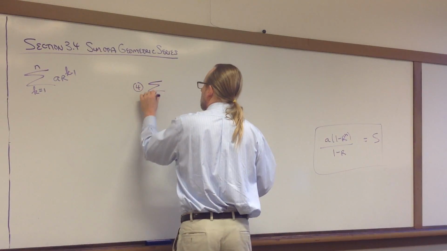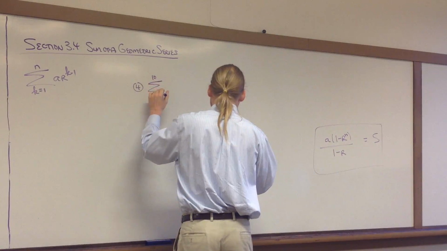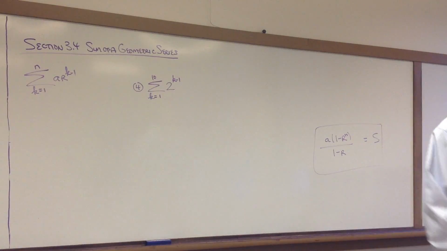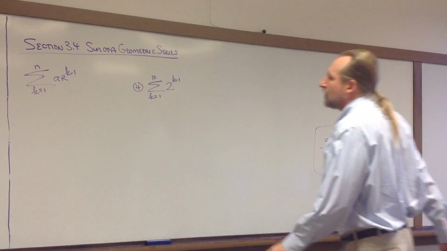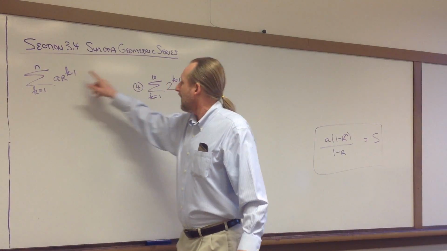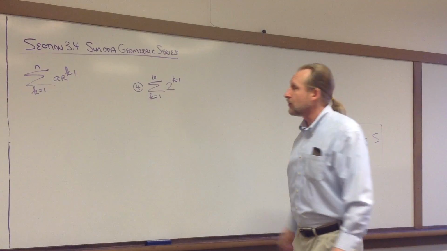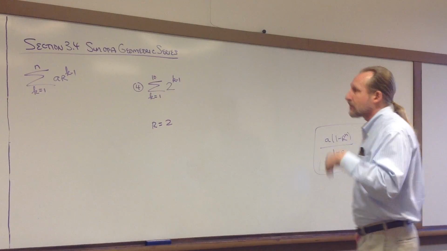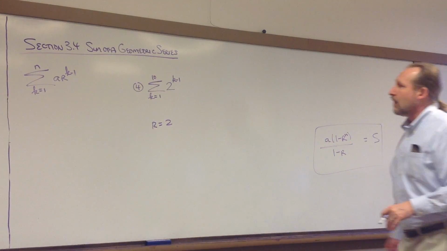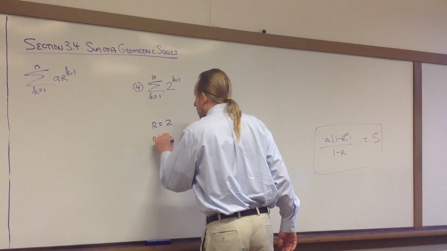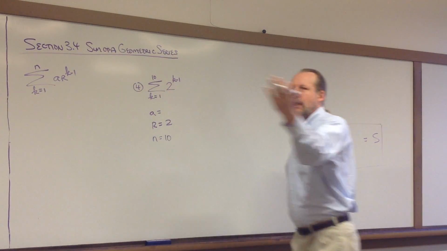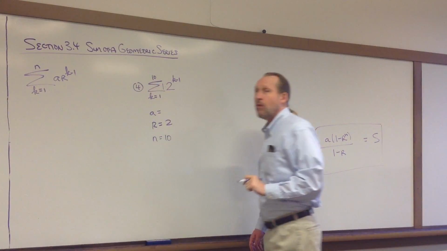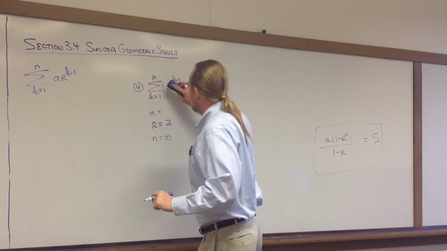We've got k from 1 to 10, 2 to the k minus 1. Well, this is sort of standard form, right? We've got k starting at 1. Our power starts at k minus 1. It looks like 2 is going to be our value for r, because that's what's getting raised to the power, right? That's what creates that common ratio. We know that our n is 10, but there's no identifiable a, really. Now, you can think of a as being 1, right? If you put like a times 1 in there, and that turns out to be right.